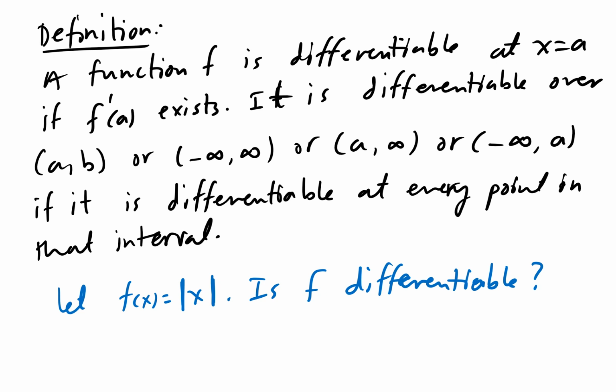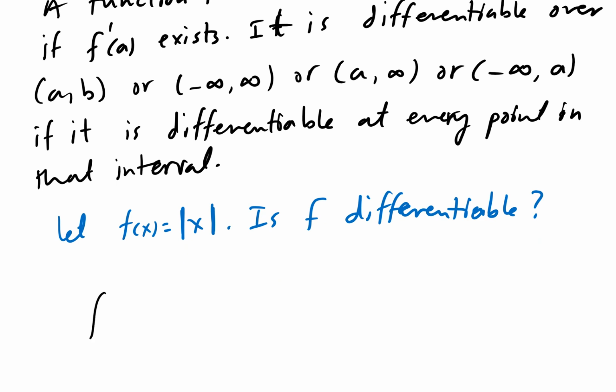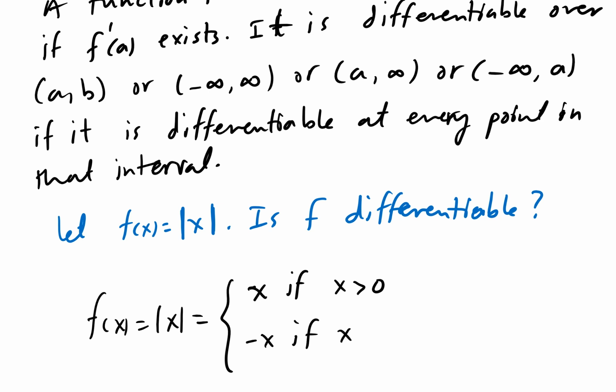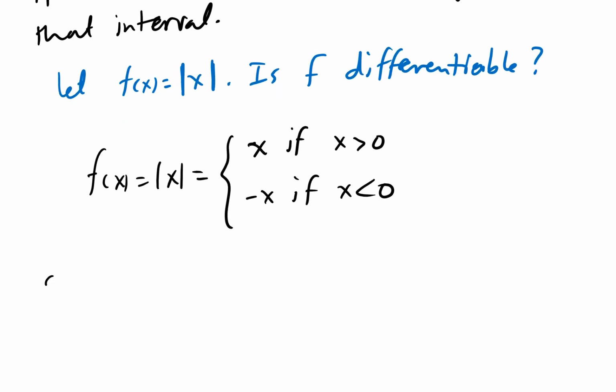As an example, we may ask, let f of x be the absolute value of x. Is f differentiable? Is this differentiable? Well, let's see. The first thing I'm going to do is rewrite, by definition, the absolute value of x as positive x if x is positive, negative x if x is negative. So we're going to start with the first function. Start with f of x equals x.